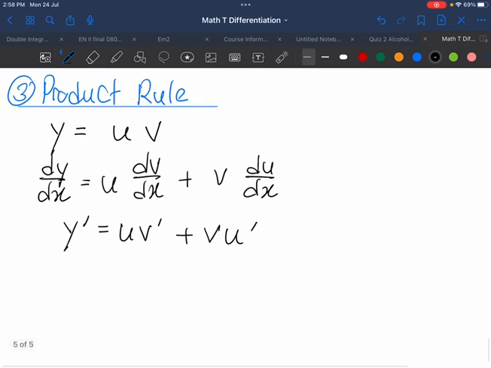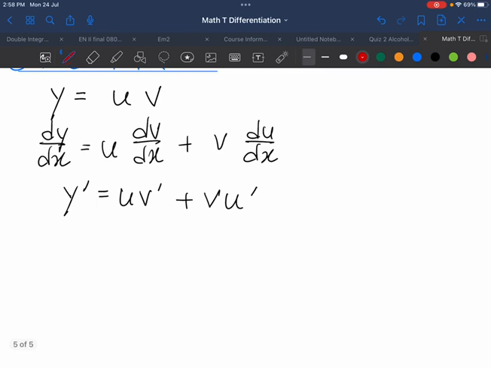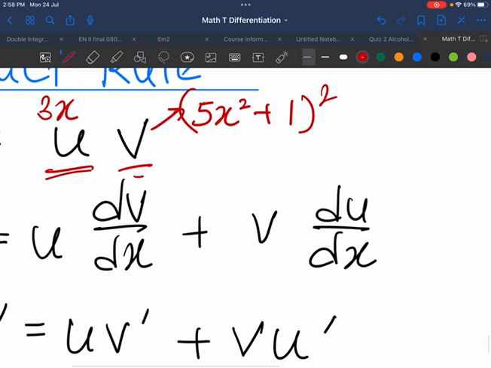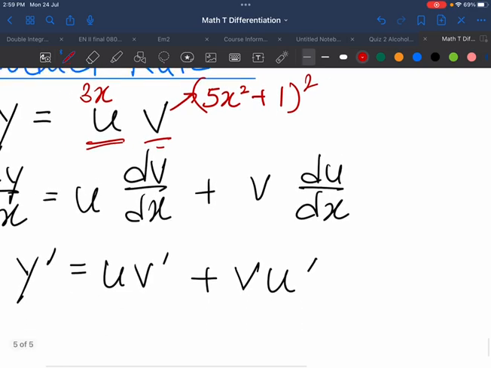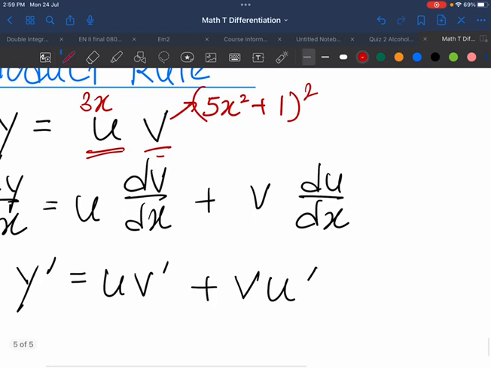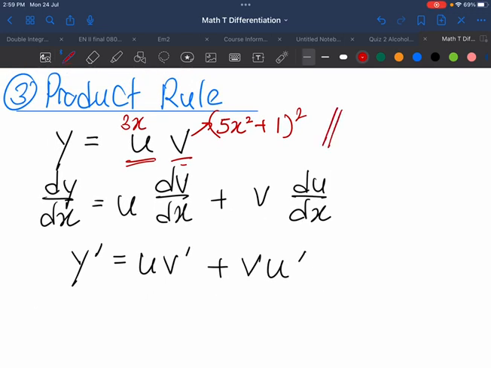How do I remember this? You can think of it like this. u and v are completely different functions. For example, this one is 3x and this one is (5x squared plus 1) to the power of 2. We must differentiate them separately, since if we expand it will be very complicated, so we don't want to do that. Or we can say uv is something like sine x, then this is 2x. They are completely different functions, so we must use the product rule.